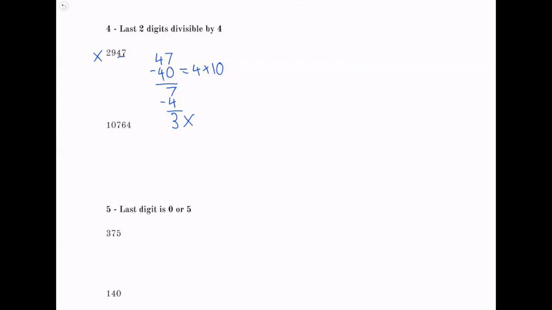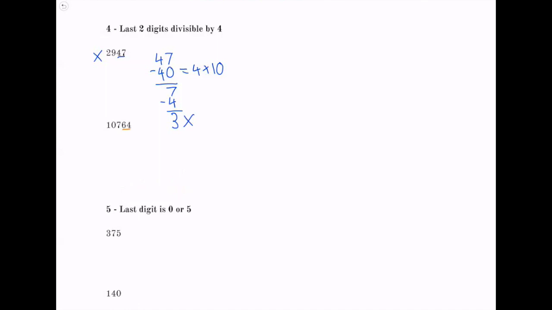Okay. So let's say you look at this number, 10764. When will 10764 be divisible by 4? When 64 is divisible by 4. So basically, if you have some really large number, all you really care about is the last 2 digits. You can ignore everything else. Okay.